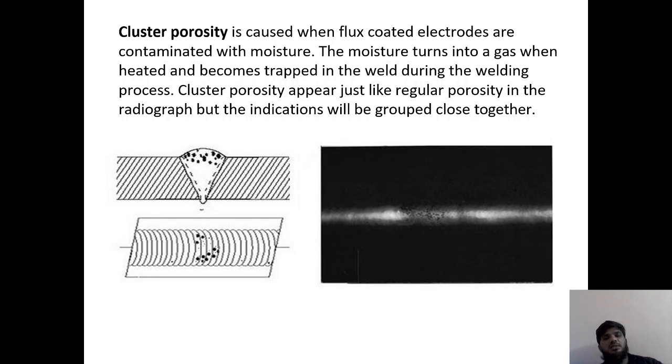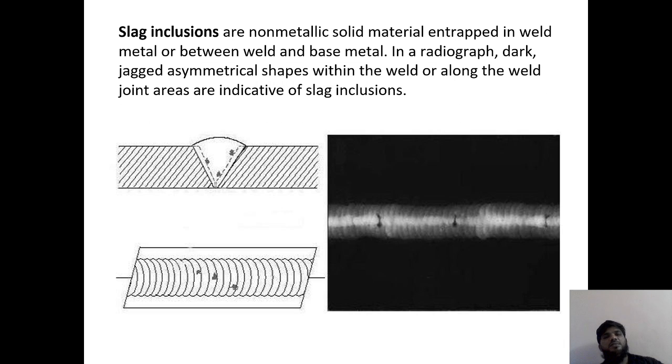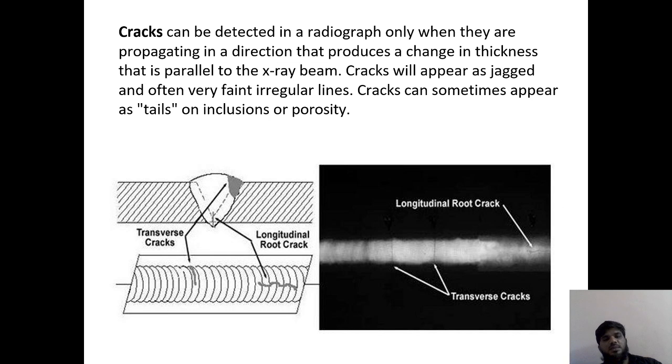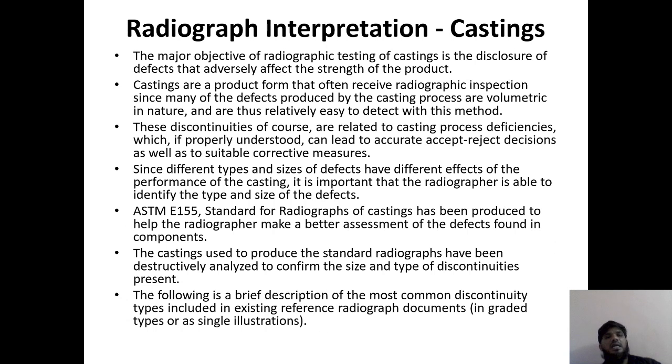If there are clusters formed, a cluster is nothing but contamination happening from moisture, then it is observed like this. If it is slag, extra material formed on the weld, then it is observed like this. If some cracks have happened because of the welding, you can observe two types of cracks. One is longitudinal, another is transverse crack.